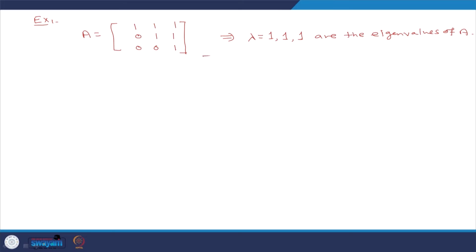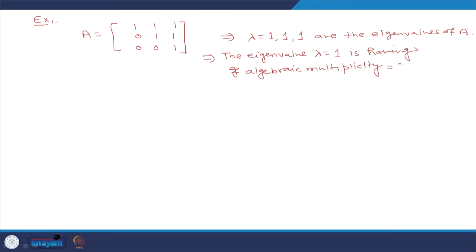In other words, I can write that the eigenvalue lambda equals 1 has algebraic multiplicity equal to 3. As you can recall, the algebraic multiplicity is the number of repetitions of the eigenvalue.